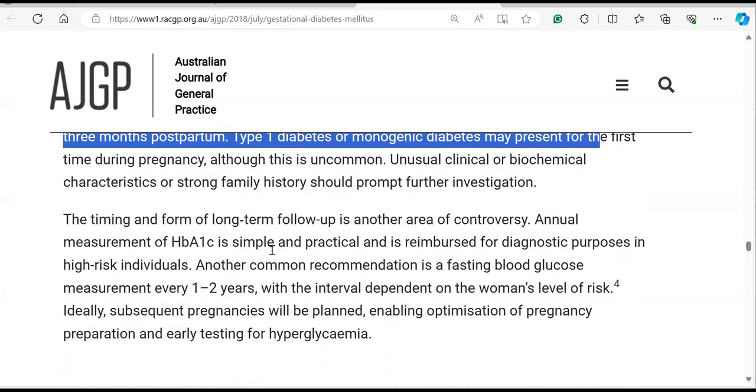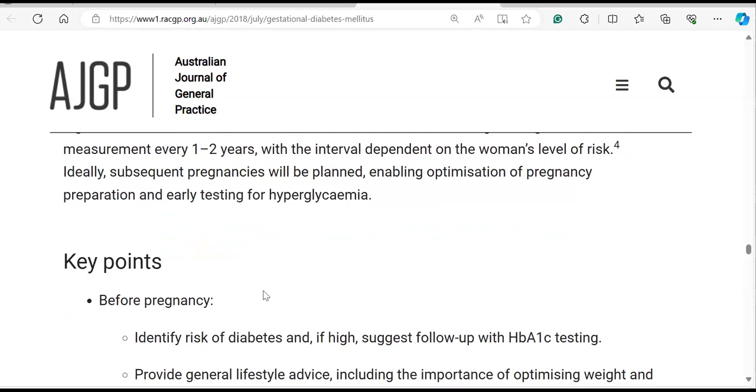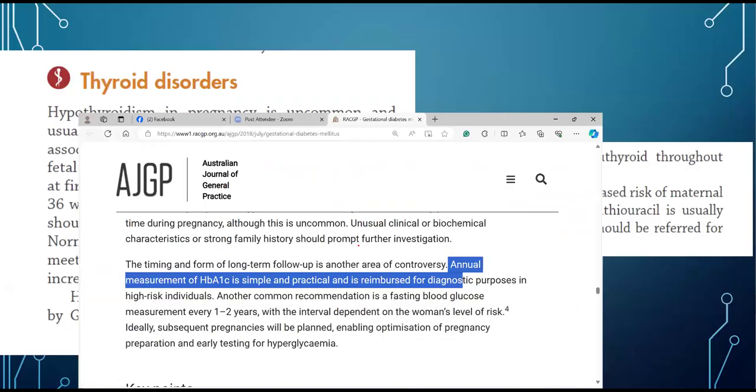And then in terms of long-term follow-up, they say that annual measurement of HbA1c is simple and practical. So that can be done. Another recommendation is doing a fasting blood glucose every 1 to 2 yearly. So that's the new guideline at the moment. We don't need to do every 5 yearly, the patient doesn't need to get an OGTT. So the first one, after 6 weeks, you can get an OGTT, and then every year the patient can just get one HbA1c. That will do. Okay. So that's the follow-up.